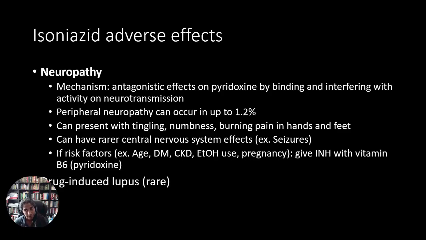Risk factors for developing neuropathy include increased age, diabetes, chronic kidney disease, alcohol use, and pregnancy. These are conditions that can predispose one to neuropathy to begin with. So in those patients who have risk factors for developing neuropathy, we recommend giving isoniazid along with vitamin B6 or pyridoxine. Drug-induced lupus, finally, is a rare complication and adverse effect of receiving isoniazid.